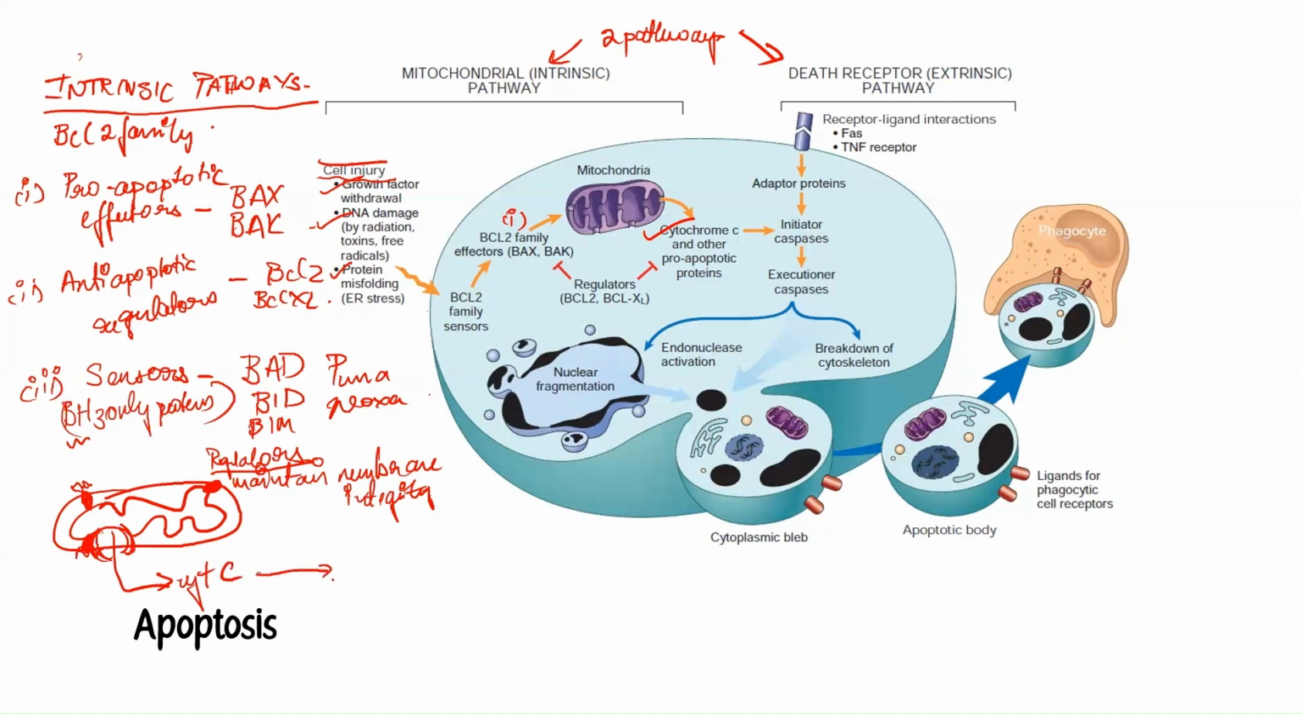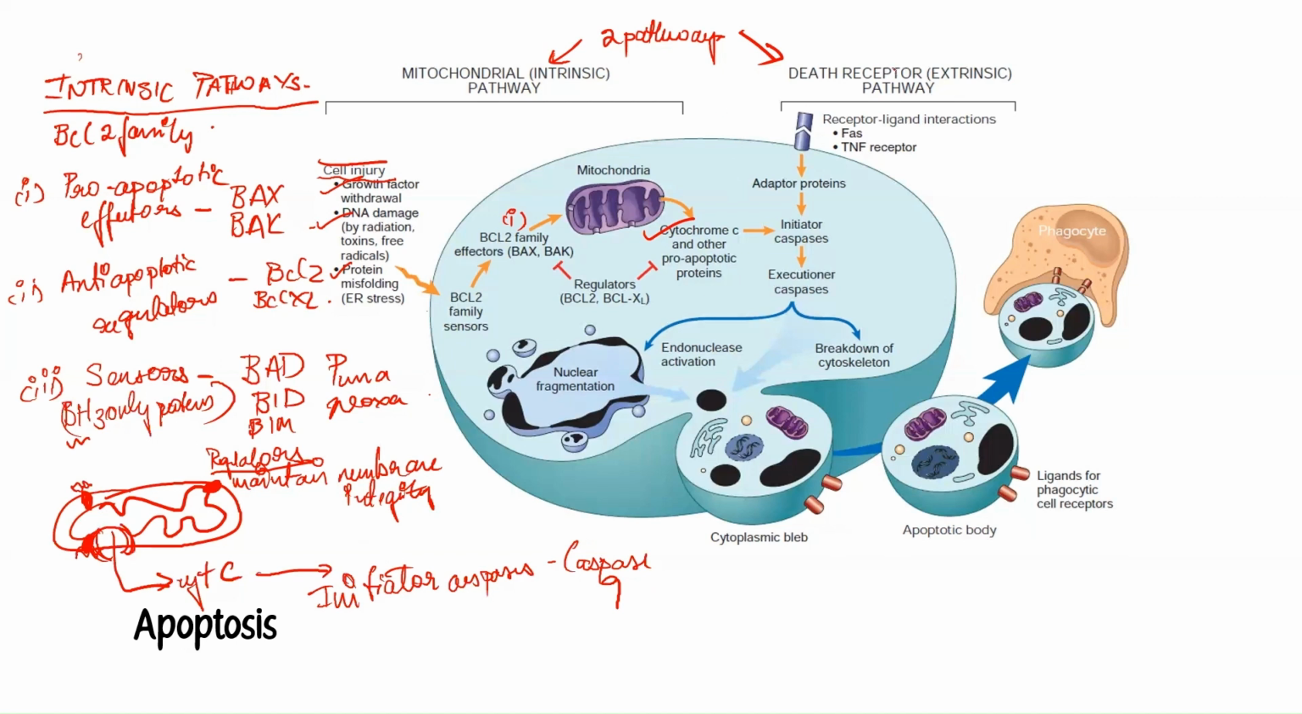This further activates the caspases. These caspases are again of two types: initiator caspases and executioner caspases. The initiator caspase in the mitochondrial pathway is caspase 9.